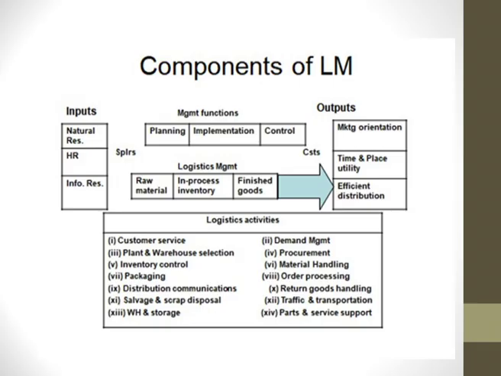And as can be seen in the figure, the outputs of such a systematic approach are the marketing orientation of the firms, creation of time and place utility, and efficient distribution. Here in between, the management functions like planning, implementing and control happen from the logistics perspective. So, raw material is converted into finished goods, and in between there is in-process inventory. In order for all these inputs, conversion and outputs to happen, logistics performs the given functions or activities.